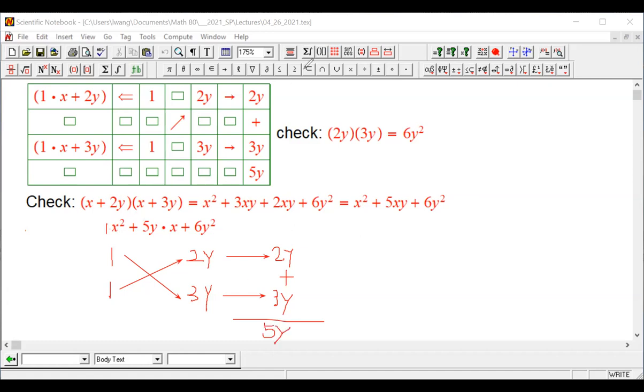5y matches the 5y right there. 5y here, 5y there. You have to also match the sign, okay? Match the sign as well. So by this time, we found our factors. We found our factors. There we go.